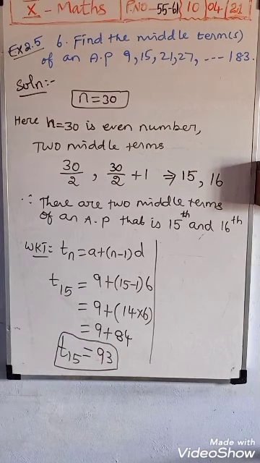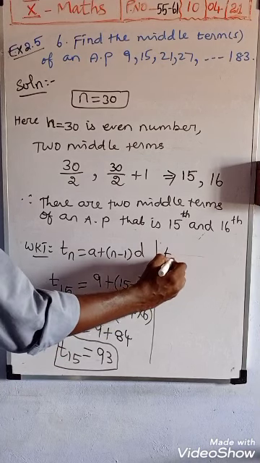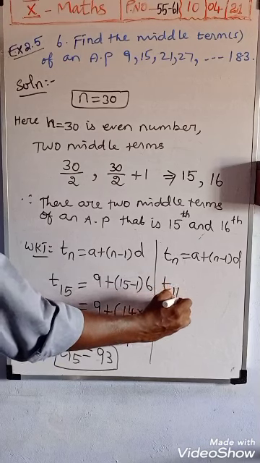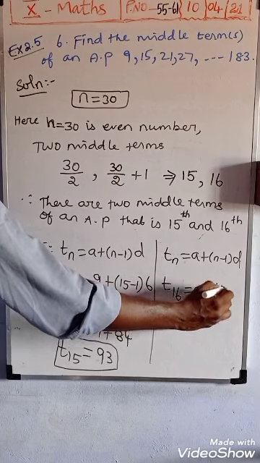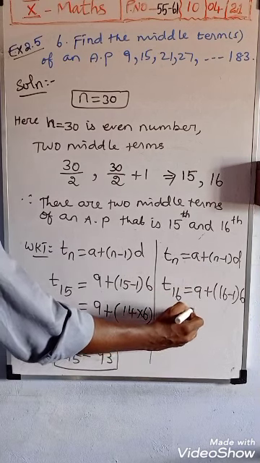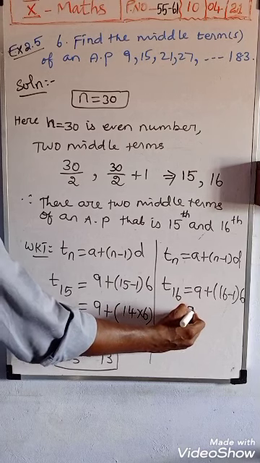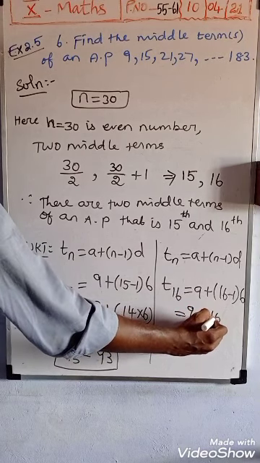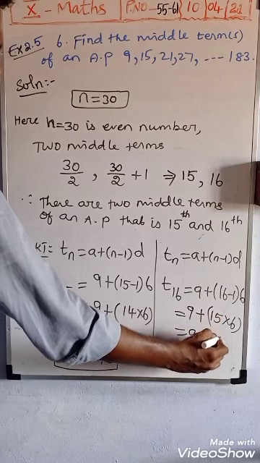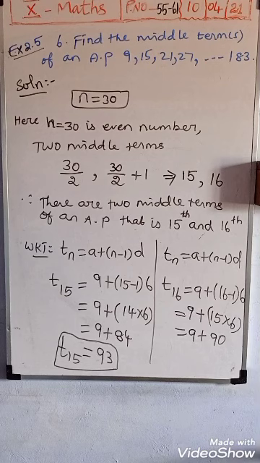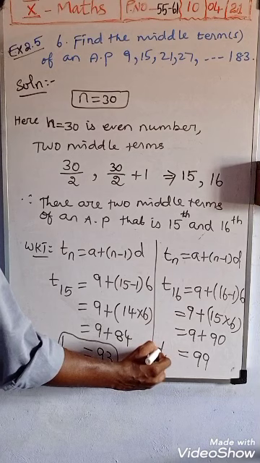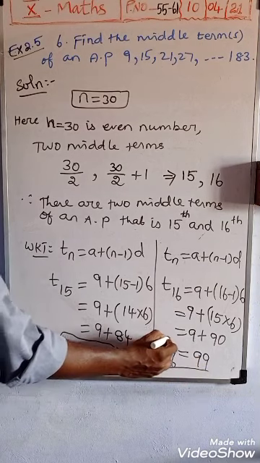Then the 16th term we want to find with the same formula, Tn is equal to a plus n minus 1 into d. So T16 is equal to 9 plus, instead of n, 16 minus 1 into d. The d value is 6. So 9 plus 15 into 6. 15 sixes are 90, and 90 plus 9 gives 99. So T16 is equal to 99.